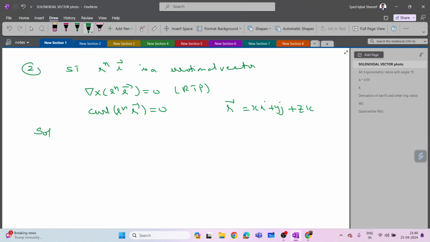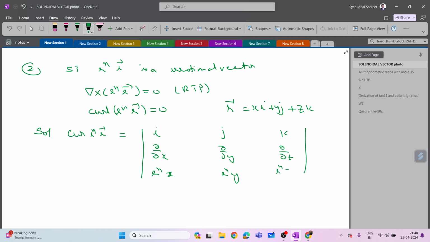And this is vector r, this is modulus of r. So now, curl of r to the power of n vector r. What can I do? I can write i, j, k first. Then ∂/∂x, ∂/∂y, ∂/∂z. Then r to the power of n vector r is x r to the power of n, y r to the power of n, z r to the power of n.